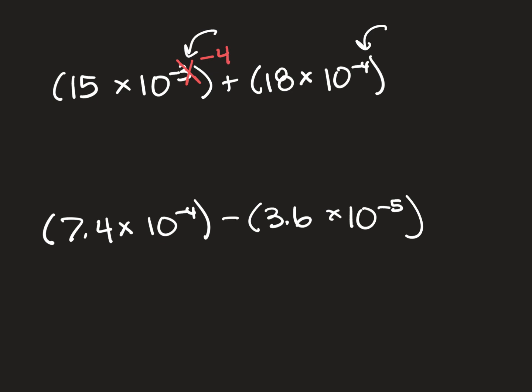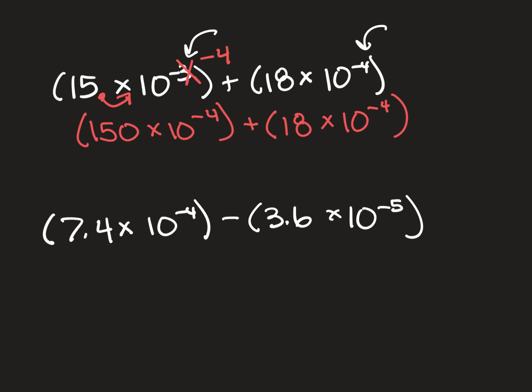Which technically means it got smaller, because that's further away from the 0 on the number line. So since that got smaller, I'm going to move my decimal so that my number actually gets bigger. Technically my decimal is here, so I'd be moving it to the right. So this becomes 150 times 10 to the negative 4 plus 18 times 10 to the negative 4.